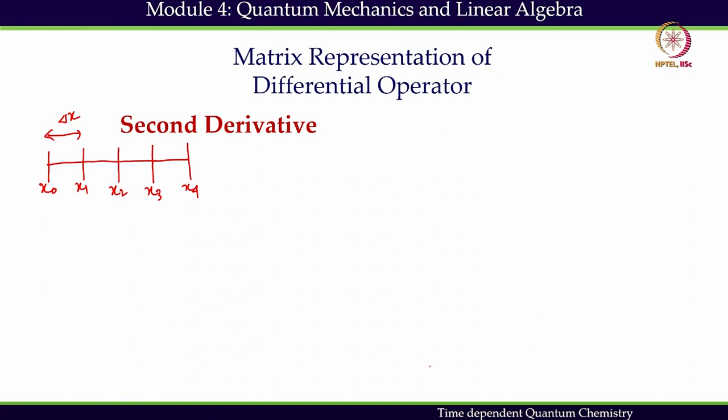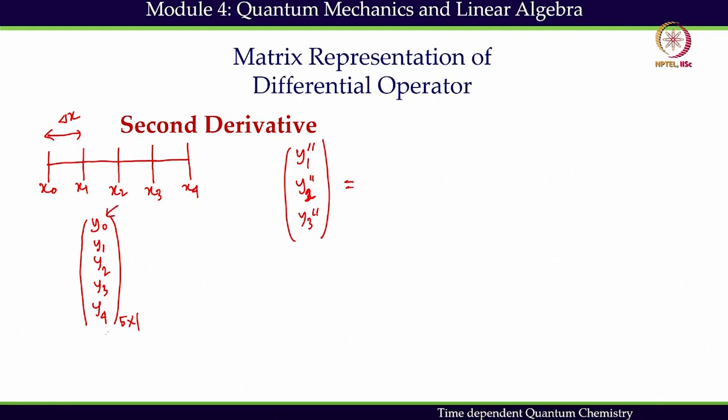Now, under this grid, the wave function is represented by y0, y1, y2, y3, and y4. So it is a 5 by 1 matrix. That's the way the function is represented. Then the question is, how do I represent the derivative at each point? According to the previous discussion, I'll get the second derivative only at 3 different points, y1, y2 and y3. At the first point and at the last point, I'll not get the second derivative because I do not have the data point required to calculate that derivative.